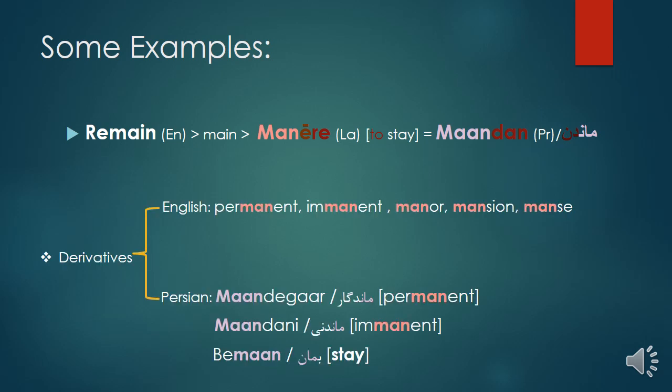As you see, there are various derivatives from these roots. For example, mandegar in Persian, that means permanent, and mandani, that means immanent, and beman, that is a commentary verb, stay.